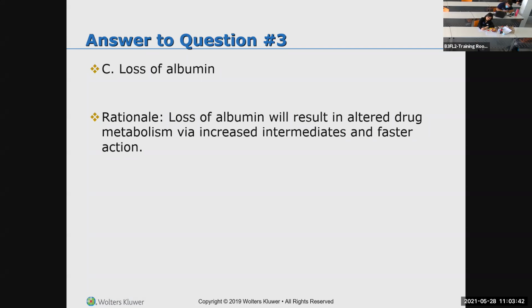So loss of albumin will result in altered drug metabolism via increased intermediates, because albumin not only maintains the osmotic pressure, but also helps in the transportation of various types of drugs. Traces of medication are transported in the blood with the help of albumin. If albumin is not there, who is going to transport it? So we need to be careful with that also.